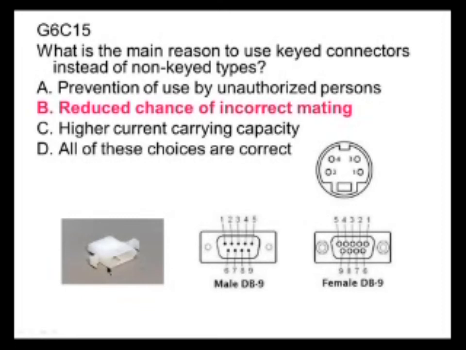In this case, the keying is done by the shape of the body of the connector. There's a point on this end and a flat on this end. Again, here on the DB9, the shape of the shell and the placement of the pins also provides keying so that they can't be incorrectly put together.